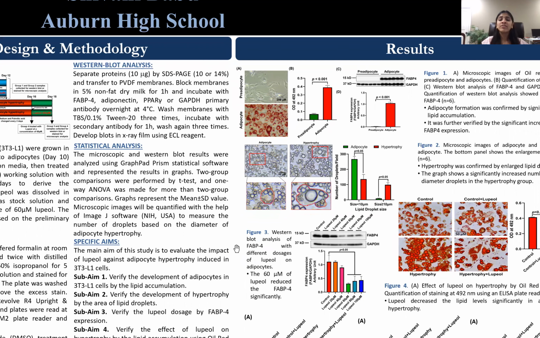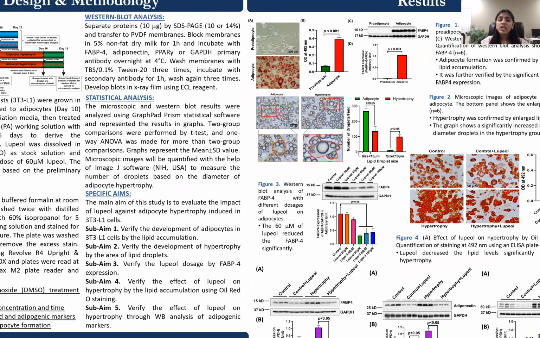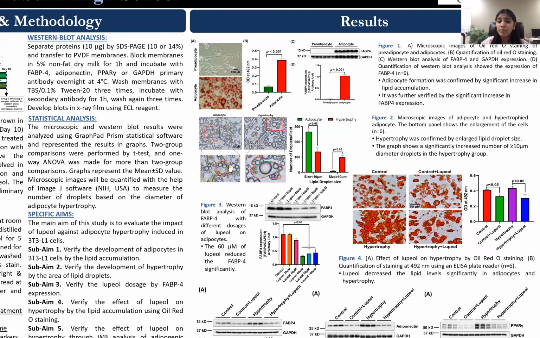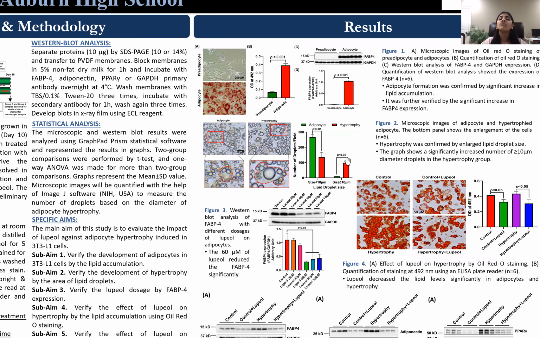The second sub-aim was to verify the development of hypertrophy for groups 3 and 4 by checking the area of lipid droplets. So as you can see here in figure 2, the adipocytes have much smaller lipid droplets in comparison to the hypertrophied adipocytes. Not only can we tell this visually, but also statistically, the adipocytes had a much larger amount of smaller lipid droplets in comparison to the hypertrophied adipocytes, meaning that the hypertrophied adipocytes had a much larger amount of larger lipid droplets.